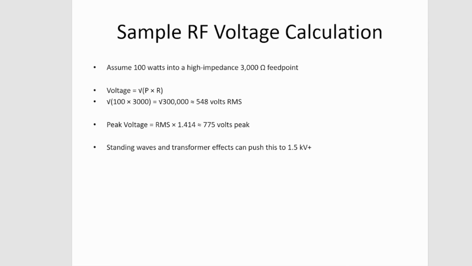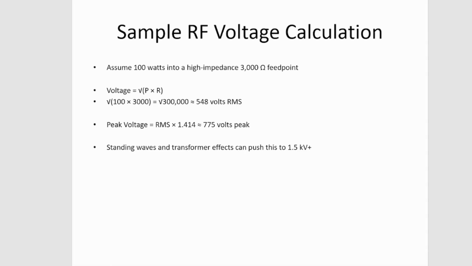On the slide, you see the assumption: 100 watts going into a feed point that sits around 3,000 ohms. That kind of impedance is normal at certain levels on HF because of standing waves. The formula is right there. Voltage equals the square root of power times resistance. So we take the square root of 100 times 3,000. That's the square root of 300,000, which is about 548 volts RMS.